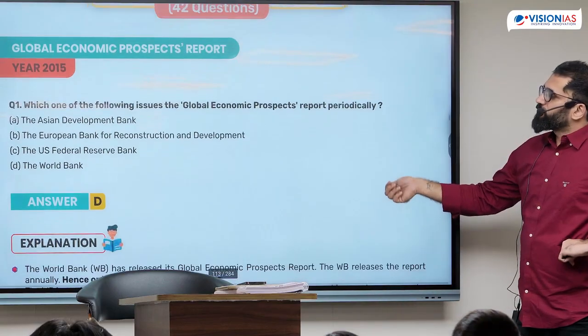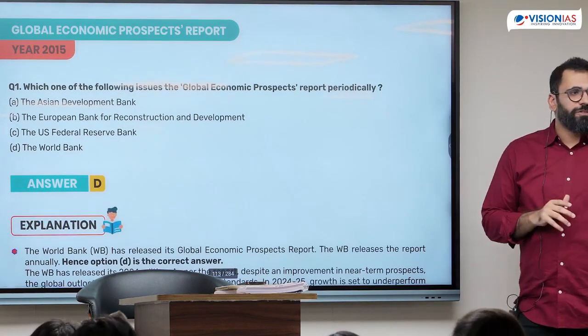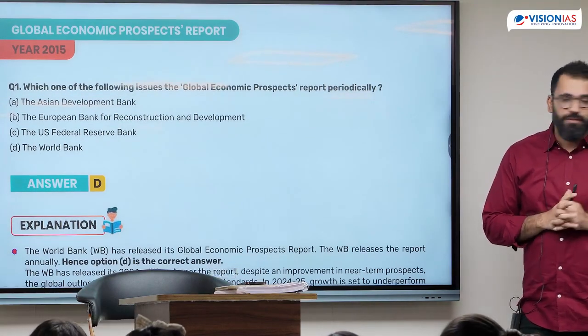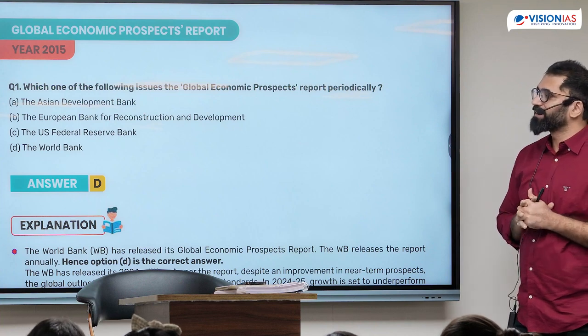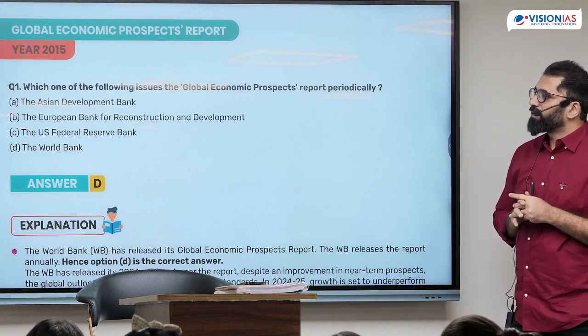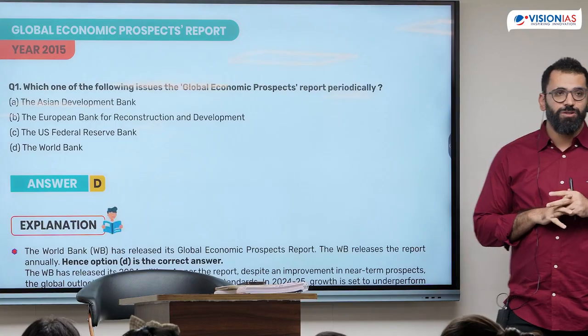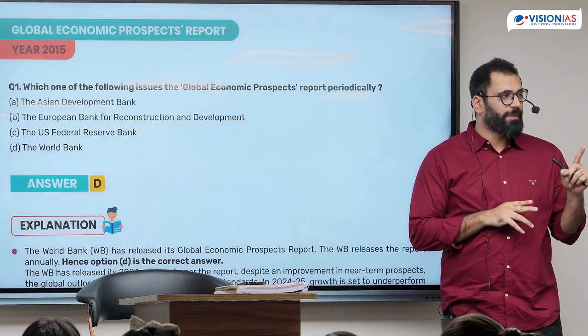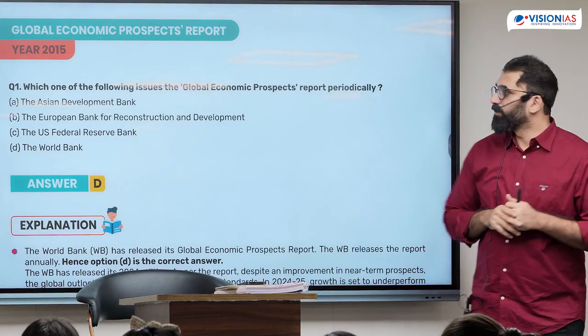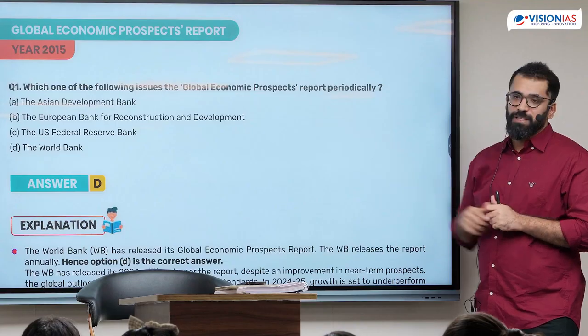Which of the following issues the Global Economic Prospects? So 15 onwards, you'll find a number of reports and publications of institutions. Global Economic Prospects: ADB, European Bank, US Federal Reserve Bank, and World Bank. And most of the publications you'll find are either from World Bank or from the IMF. Global Economic Prospects is a publication of World Bank.